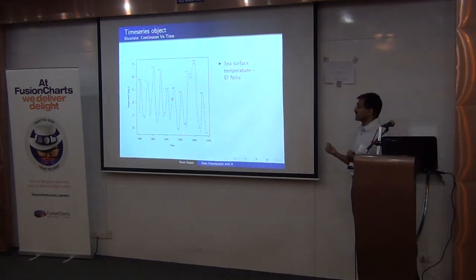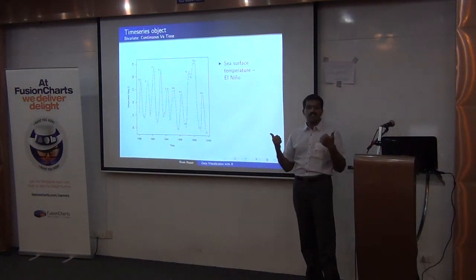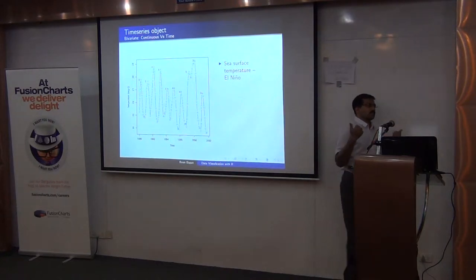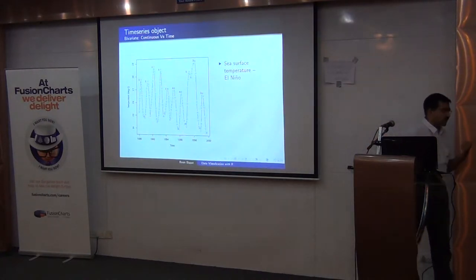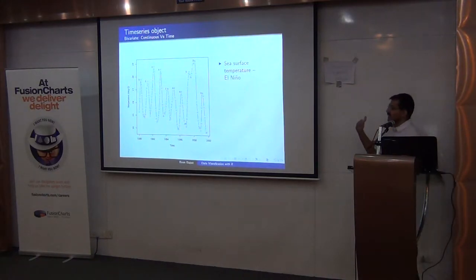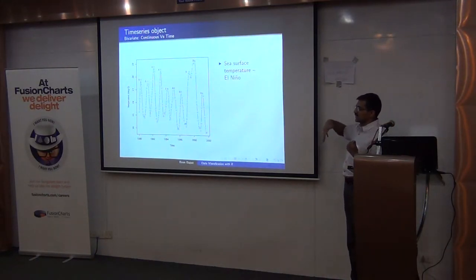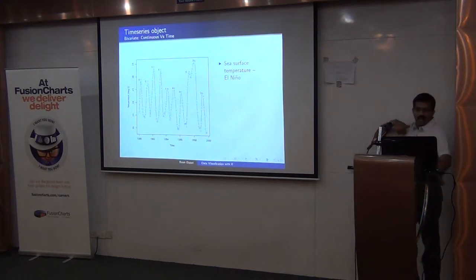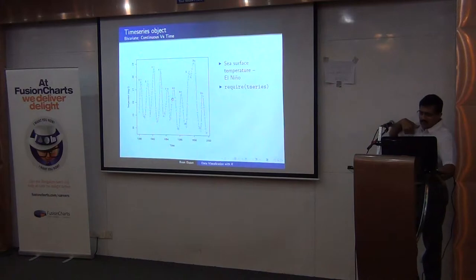Next, there is time series data. Time series by itself is a different data structure, a data class in R, where you have associated time information with the data series. So I have picked up the El Niño sea surface temperature data, which is available in the tseries package.